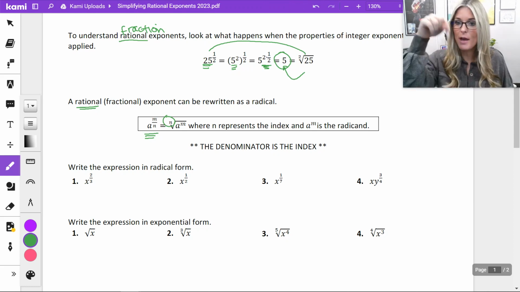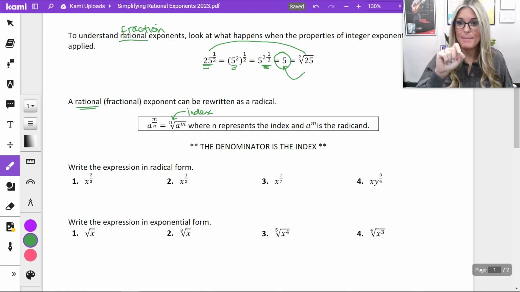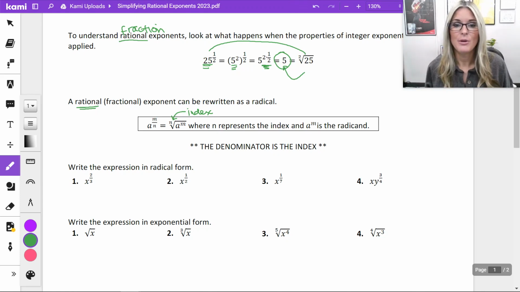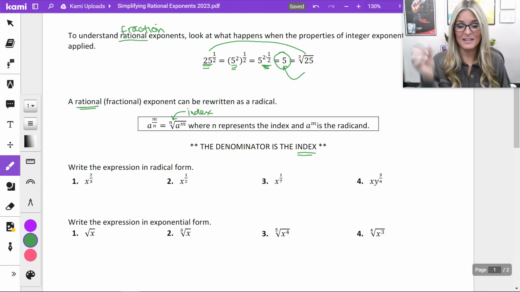So that little number in the checkmark part is called the index. I'm going to label that here. That's called the index. And then you can put a to the m. The m can be either inside the radical or outside. It doesn't matter how you want to do that. I'll show you what's going on. Stars, horseshoes, clovers, and blue moons. The denominator is the index. Whatever you need to memorize in here. So I always say the denominator of the fraction is the index, going in the little check mark part of my square root radical there.